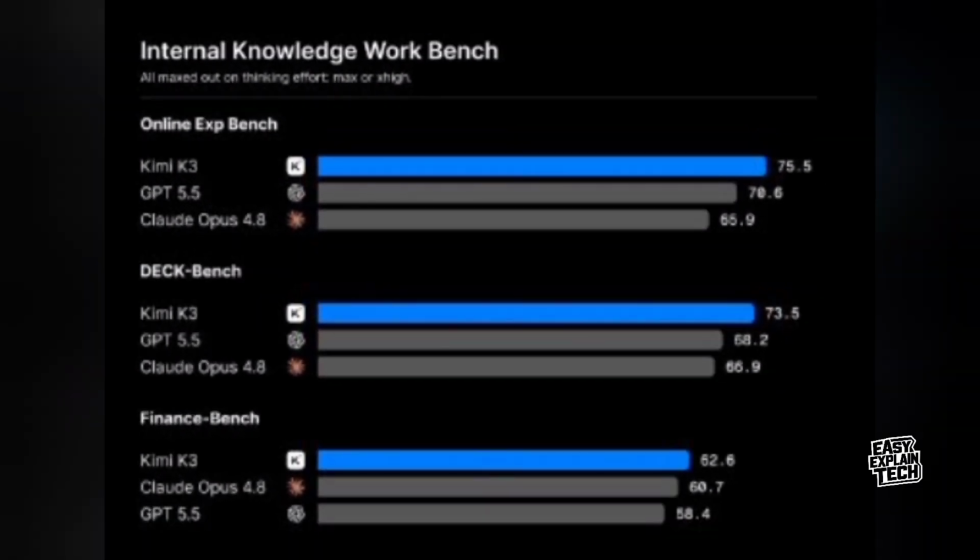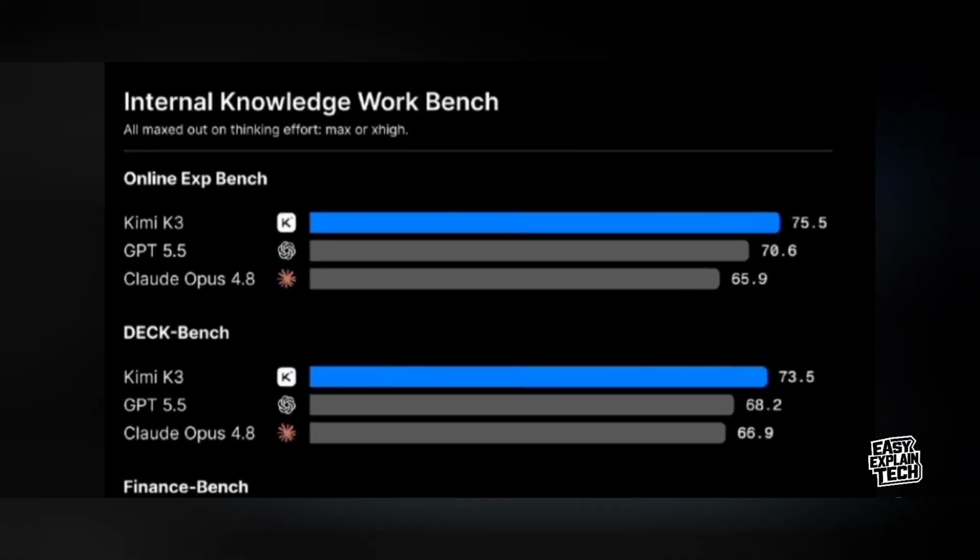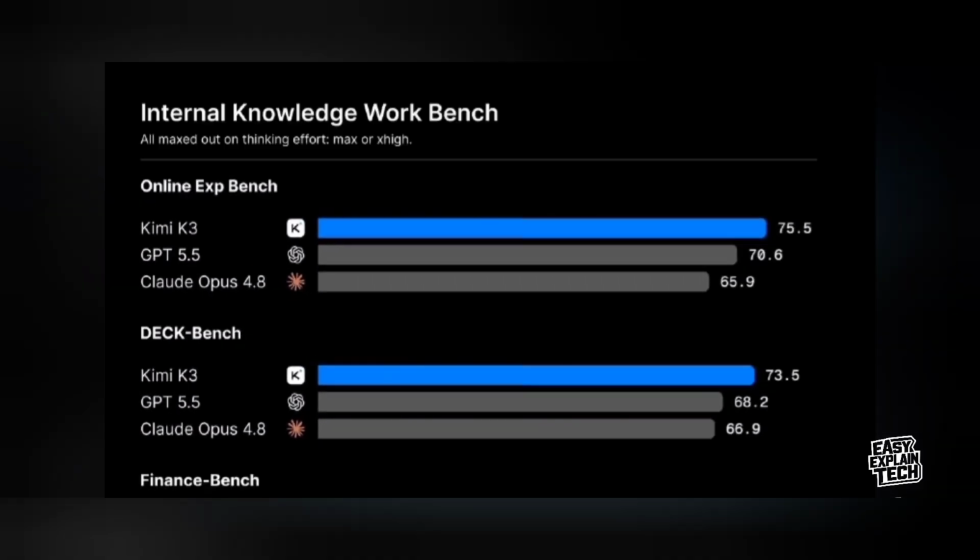From autonomous GPU kernel optimization and compiler development to interactive UI design and complex scientific research, Kimi K3 places high-level AI capabilities directly into the hands of the global developer community.